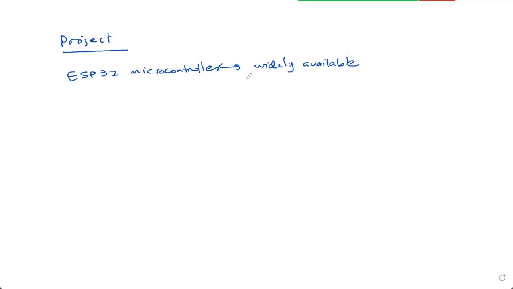And now I will talk about the project that I mentioned before. We'll be working with the ESP32 microcontroller. That microcontroller is used because it's widely available in the markets and it's cheap in price, I think about 2,500, nearly 3,000. So I believe you are able to buy it.